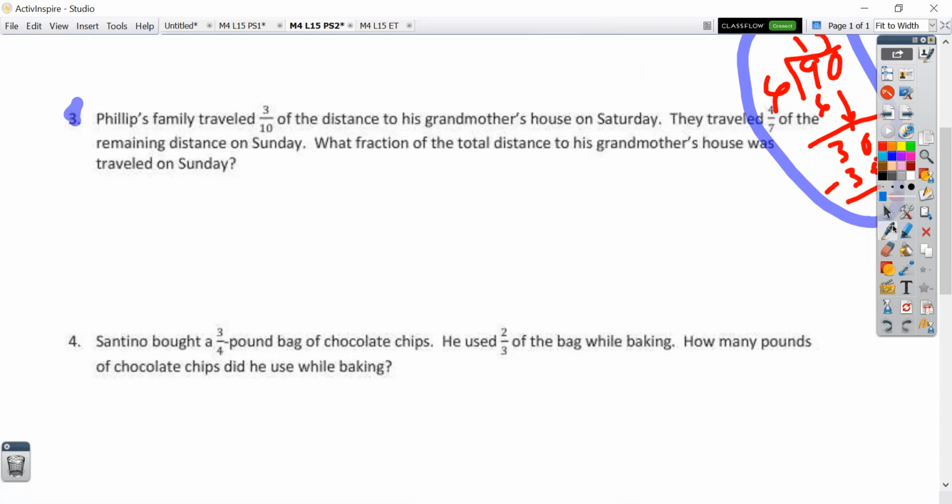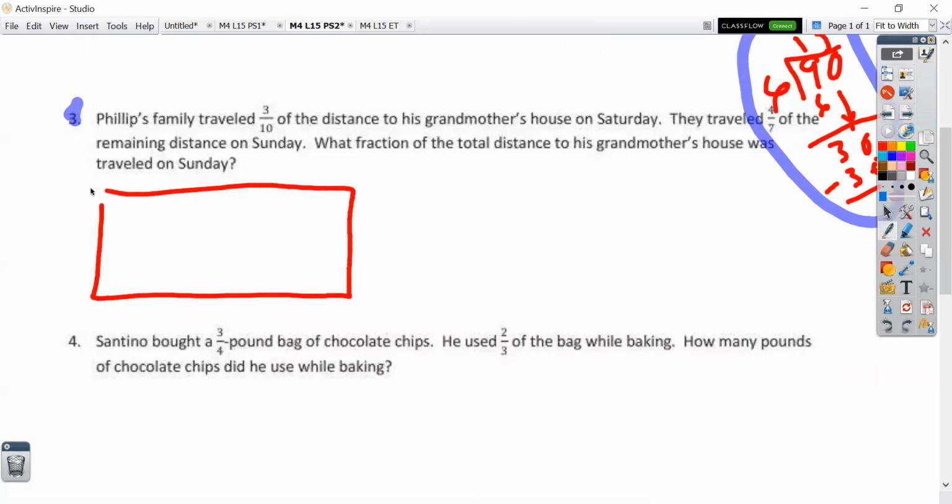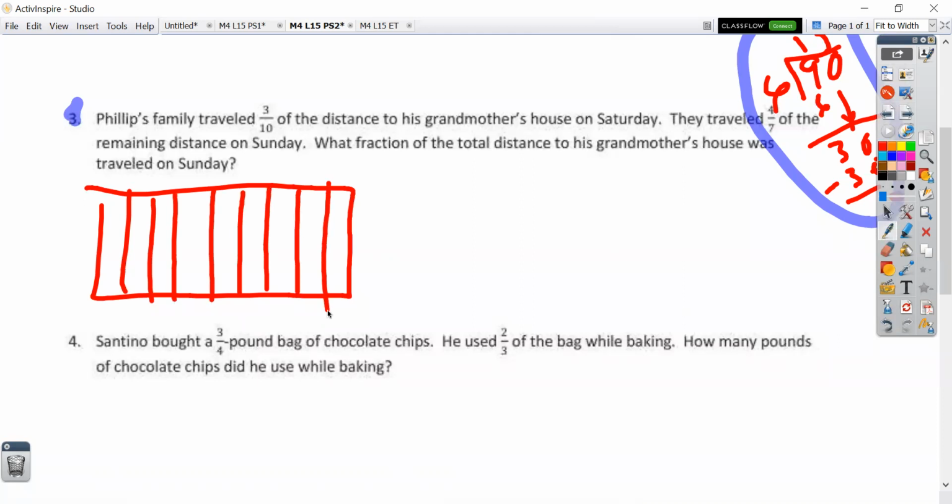So this is really important to want to draw a picture, because when we're talking about fraction of a fraction, if I think about this and I have it in tenths, 1, 2, 3, 4, 5, 6, 7, 8, 9, oops, almost had it, tenths. And I know that 3 of these tenths are what we traveled on Saturday, but we're looking for the rest. This is the rest. So what's the fraction for that?